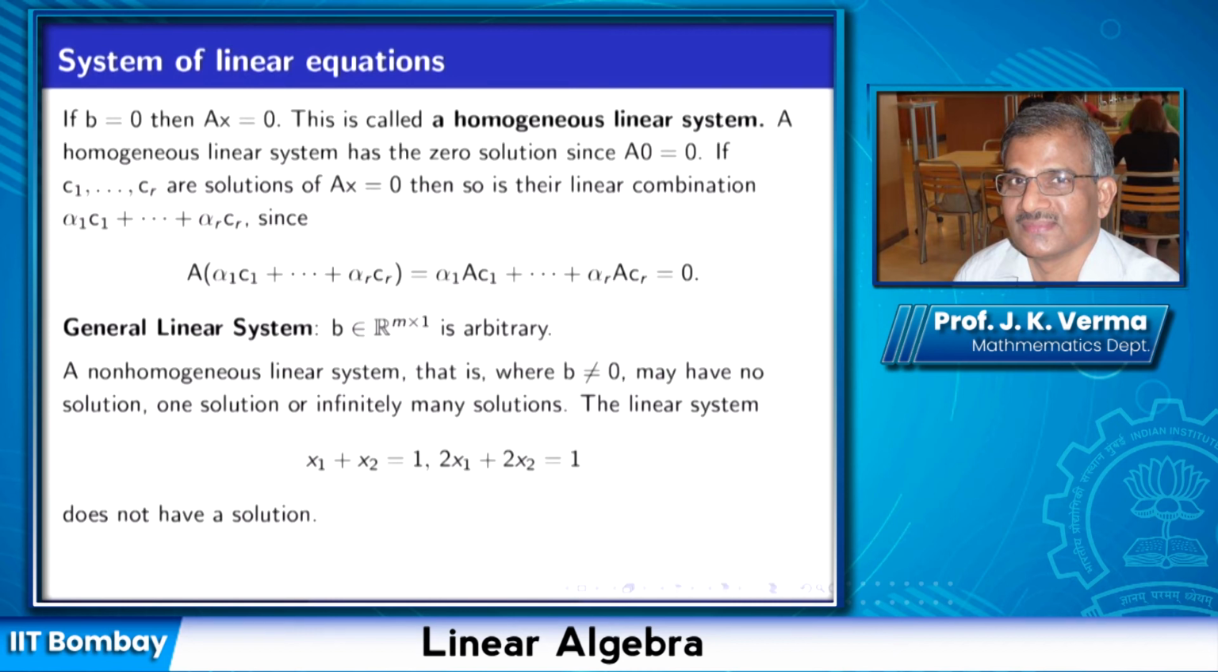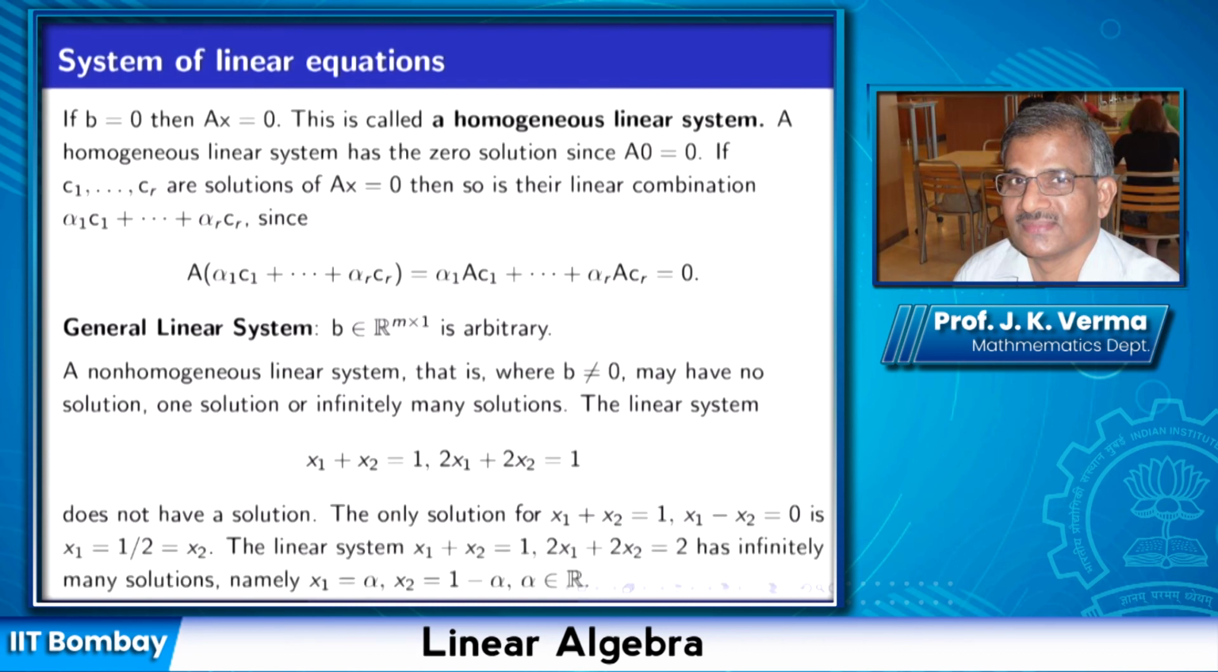But look at the equations x1 plus x2 equal to 1 and x1 minus x2 equal to 0. This has a unique solution. These are two lines in the plane and they intersect in a unique point, namely (1/2, 1/2). So these two equations in two unknowns have a unique solution, and it is a non-homogeneous system of equations.